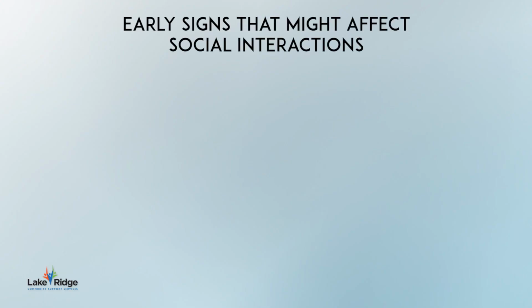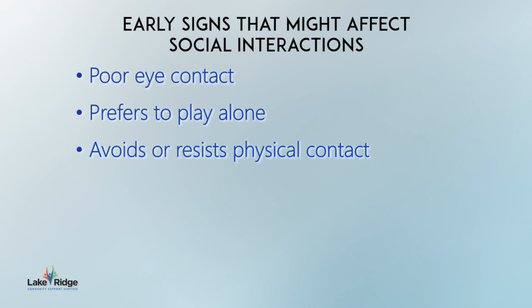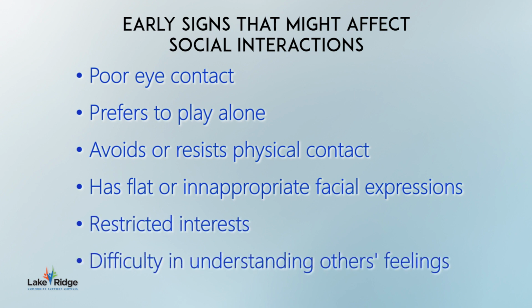According to the CDC, individuals can begin showing signs of ASD in the first few months of life, while others begin exhibiting signs between 2 to 3 years old. There are some early signs that can possibly emerge in the domains of social interaction, communication, and repetitive and restricted behavior. Possible early signs that might affect social interaction may include poor eye contact, prefers to play alone, avoids or resists physical contact, has flat or inappropriate facial expressions, restricted interests, or difficulty in understanding others' feelings.